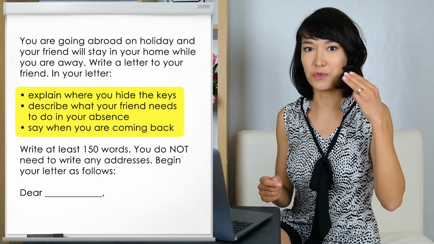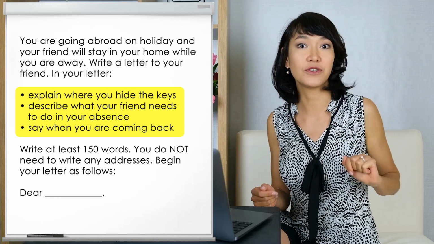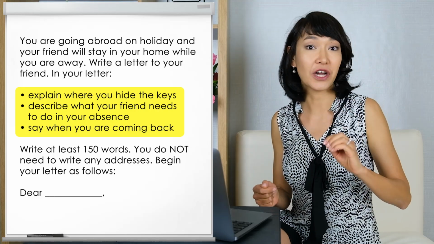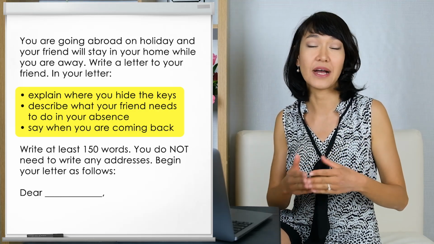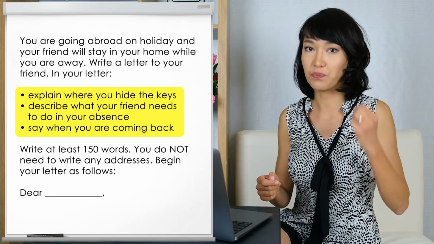Let's move on. Cover every point equally. In your task, you're given 3 bullet points, and you must cover each of those bullet points in your letter. And you should cover them equally. This means that you should write several sentences about each point. I know that sometimes one of the points may seem very brief. For example, say when you're coming back. And you could say, I'm coming back on the 5th of June at 6 p.m. This is one sentence. This is definitely not enough. You have to invent something to provide details, to write several sentences.